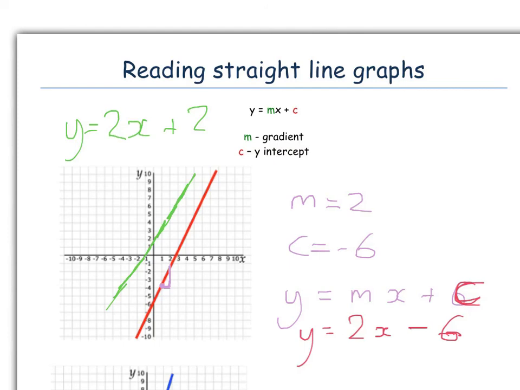So if you're asked to write down a parallel line, it means that the gradients must be the same, it's just the c-intercept that changes.